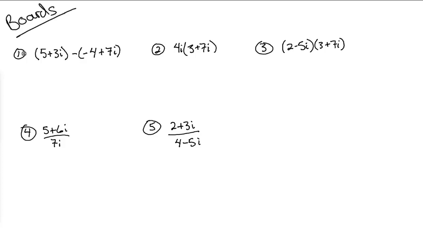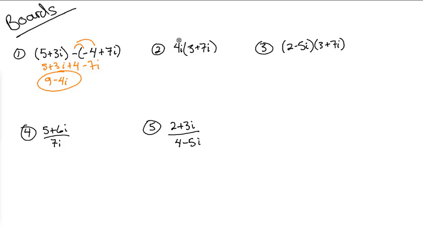Welcome back. The first one, we have subtraction, which means we just jump that in, and we have 5 plus 3i plus 4 minus 7i. And what happens there? We have 5 and 4 is 9, plus 3i minus 7i is minus 4i. Nice, I like the subtraction ones.